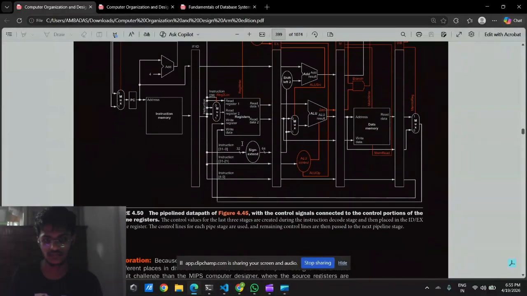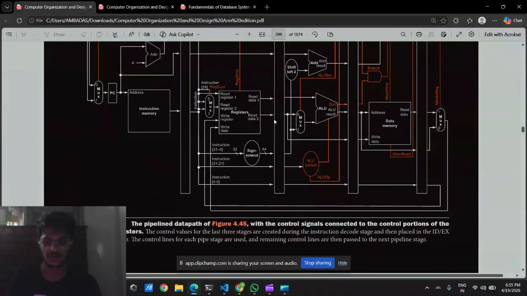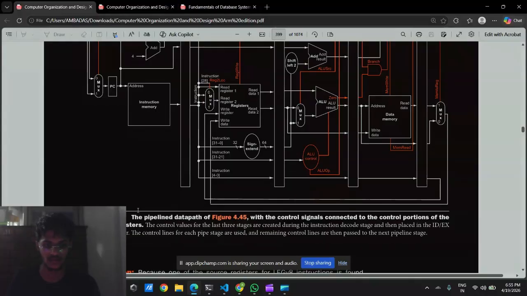So this is some elaborated data path diagram. As you can see, the pipeline data path controls significantly the control ports of the pipeline registers.